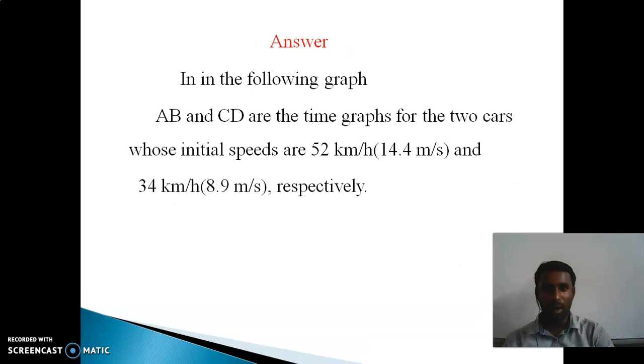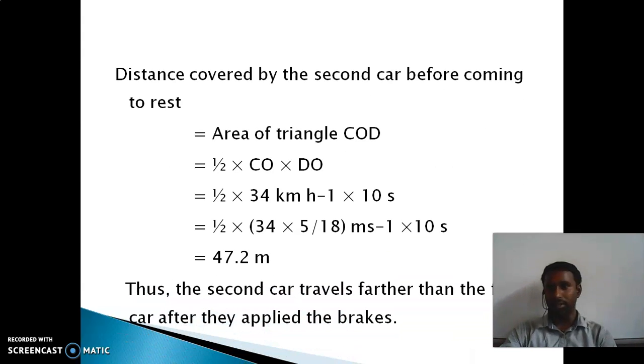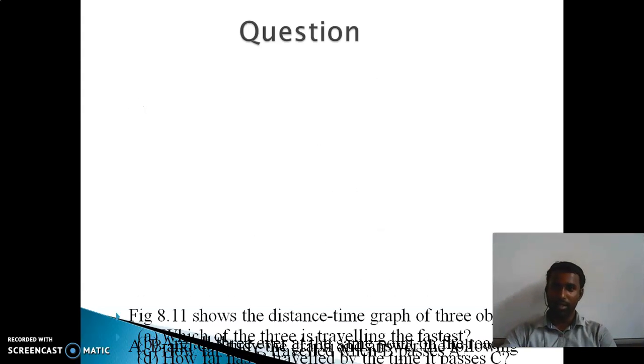And in the second one, here is how to convert the answer. The area of a triangle is base times height: AO is the base and BO is the height. From that, we similarly have to find CO as the base and DO as the height. Okay, take the next question.